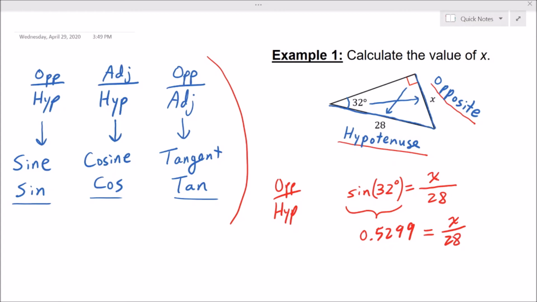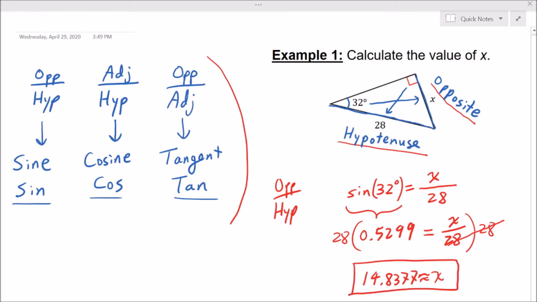And then how do you get the x by itself? Well, it's being divided by 28, so you multiply both sides by 28, right? These go away on the right side, and you get x alone on the left side equals 28 times whatever that ratio is. So you do 28 times what you got from sine 32, and you'll get around 14.8377. And that is our answer. That's the side length. And so that's how these calculations go.